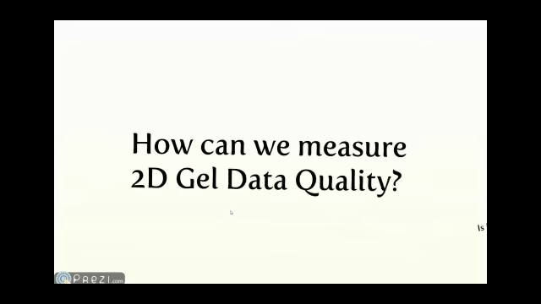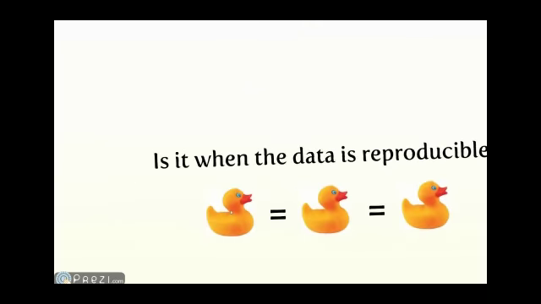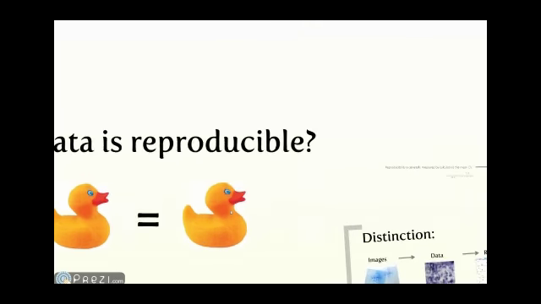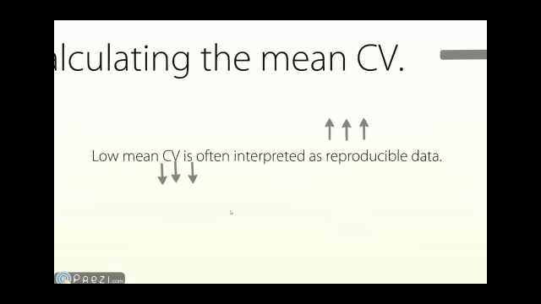So the question becomes, how can we measure 2D gel data quality, the correctness of the data that you extract using image analysis? There is an approach that has been used in recent years with reproducibility. You're trying to look at the reproducibility of the data that you extract from images and use that as a descriptor of its quality. The thinking is that the more reproducible the data is, the better it is. Reproducibility is generally measured by calculating the mean CV, which is the mean coefficient of variation. And a low mean coefficient of variation is often interpreted as reproducible data.